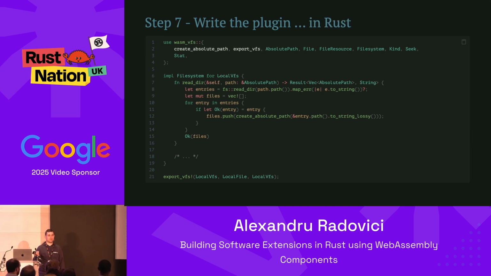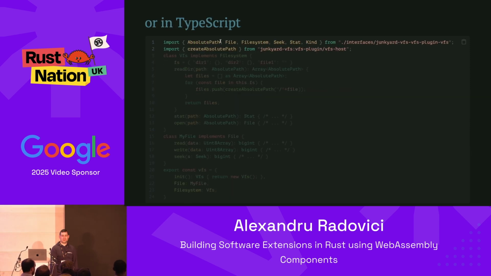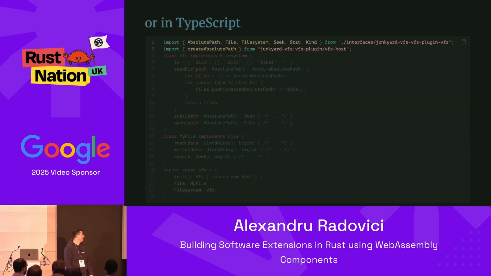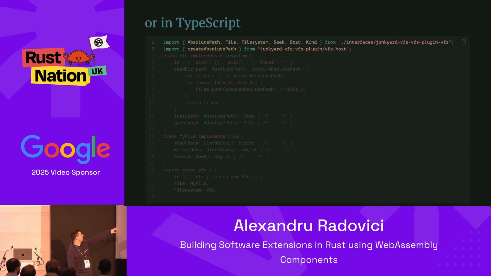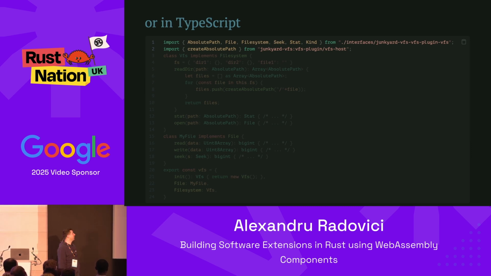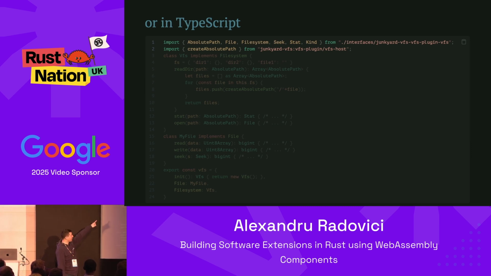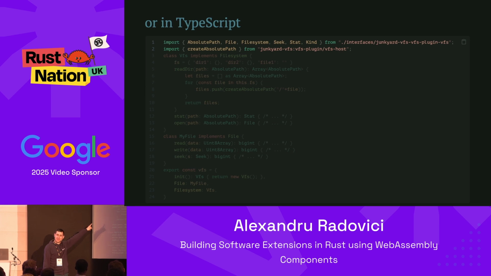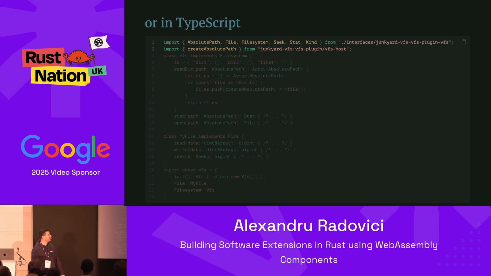This is in Rust. And this one is in TypeScript. So it's the same plugin. GCO generates these type definitions. So as you can see, they're nice in JavaScript. It actually exports them nicely. As you can see, create absolute path is camel case, not snake case.